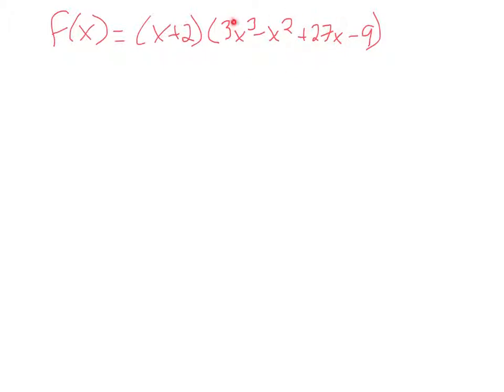Or you could look at this and say, ooh, I think there might be a shortcut, because some cubics are factorable through clever methods, right? And this one actually is factorable by grouping. So from the first two terms here, we can pull out the x squared, leaving us with 3x minus 1. And over here we can pull out the 9, also leaving us with 3x minus 1.